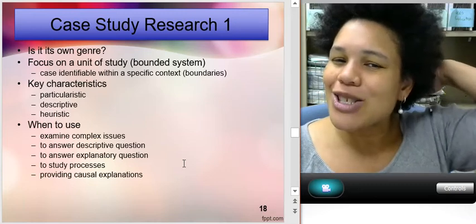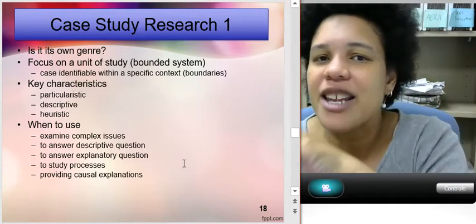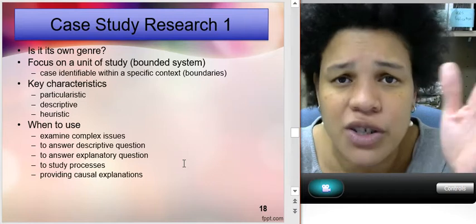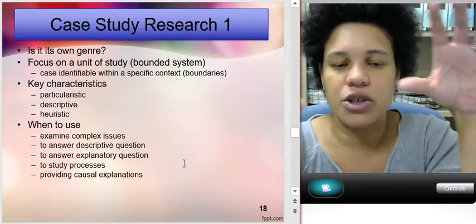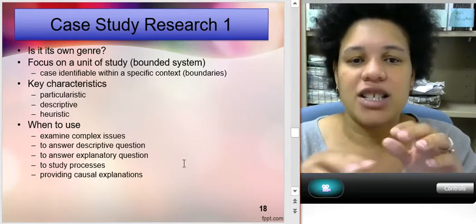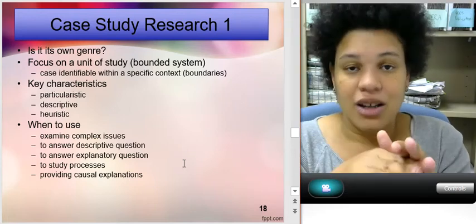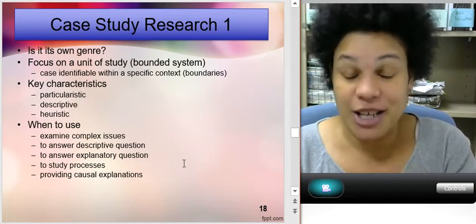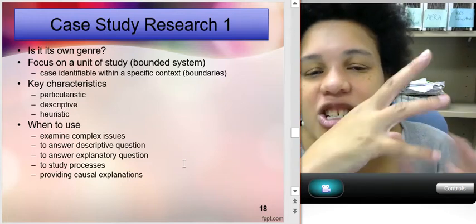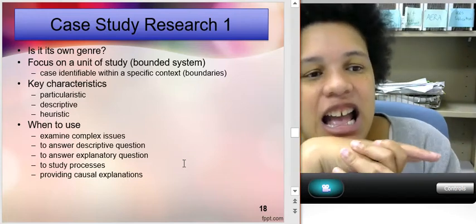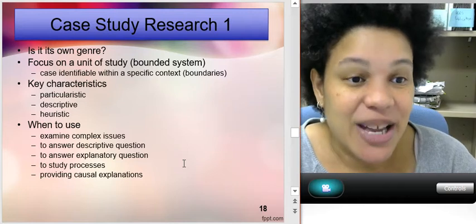So some people say it's not its own genre. You're pulling from a lot of different traditions; you can pull from quantitative, you can interview people. I do interview the principal, the teachers, the students, the parents. You're pulling from different traditions to create this case, to create an understanding of this individual or organization. Individual that something happened to, an organization that something happened at, as you're developing this case study. And so that's where the controversy is, basically.